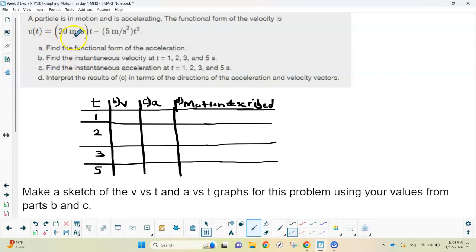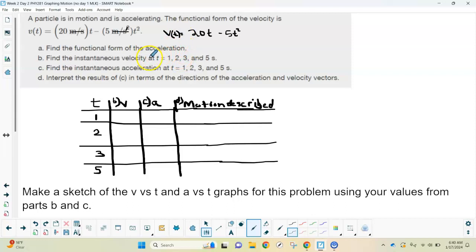So it has 20. You don't have to really worry about the units again. If you want to just ignore that, when you're doing your calculus, it's 20t minus 5t squared. That's the function that you got. So 20t minus 5t squared. That's what v of t is. And you're going to do several things here.